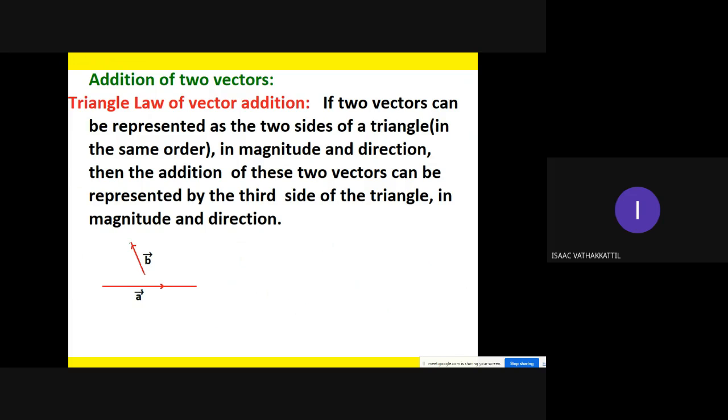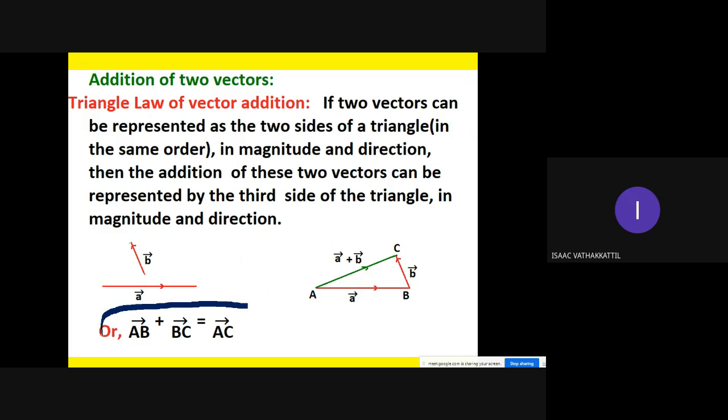Simple one. If you have vectors A and B, and I represent these as two sides, with the same length and same direction but displaced, then A plus B will be the third side of the triangle. This will be A plus B. That is the law of triangular addition, or AB plus BC is AC. Very important, you have to remember. Always AB plus BC is AC.